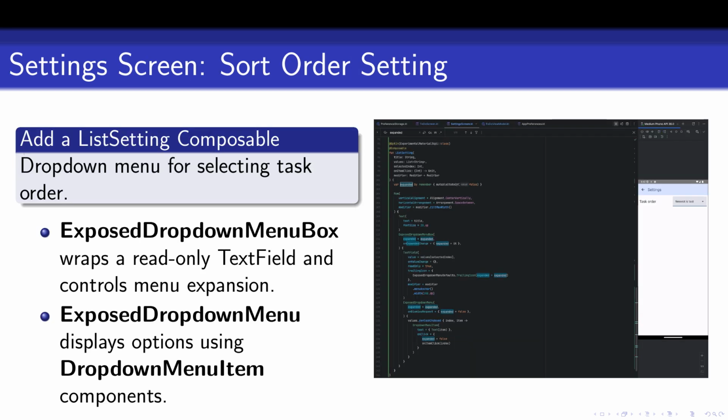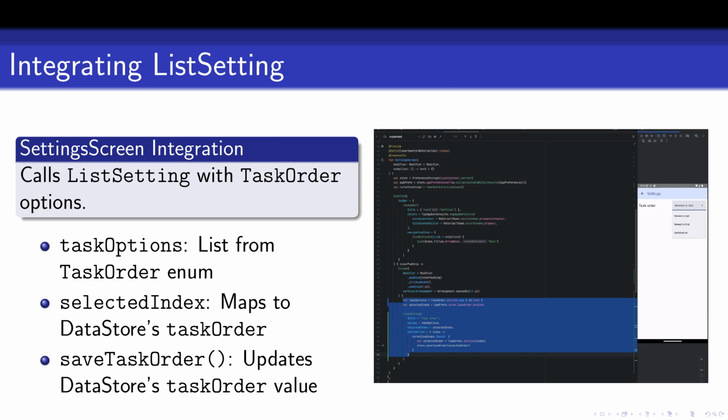The list setting composable creates an interactive drop-down menu for selecting task order, such as newest first or alphabetic. This code snippet uses exposed drop-down menu box to display options from a task options list, with an on-item click handler to update the selection. This composable provides a clean, user-friendly interface for settings, ensuring users can easily customize how tasks are displayed in the To-Do List app.